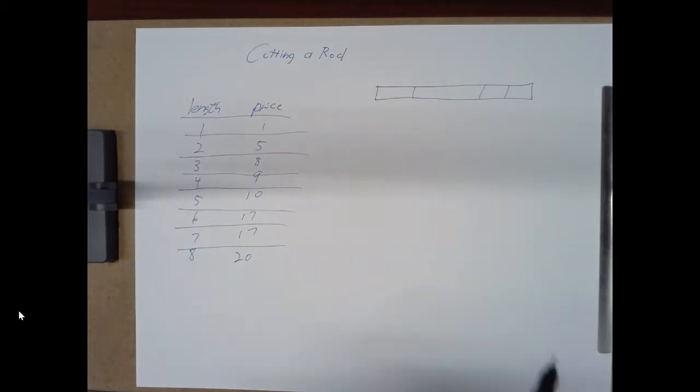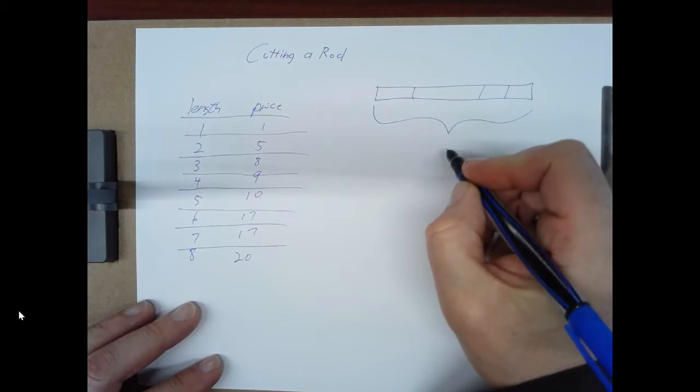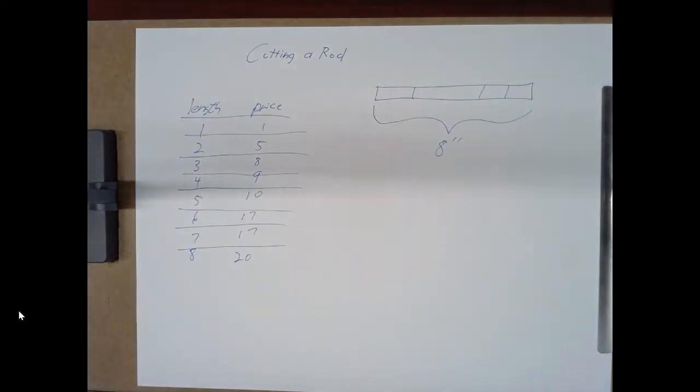And you have a rod of material that's 8 inches long. And the question is, how should you cut this rod so that you can sell it for the most money possible? Should you cut it into a bunch of 1-inch pieces? Should you just leave it uncut and just sell it as an 8-inch piece for 20 bucks? What's the optimal way to cut this rod up to maximize the amount of money you get for it?